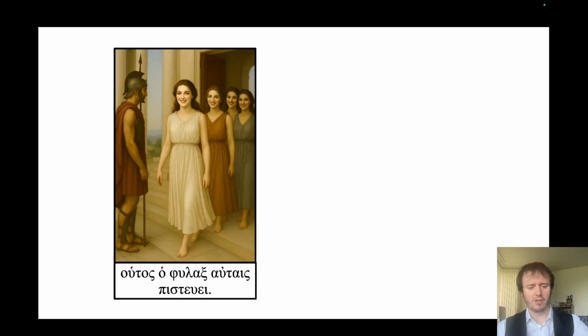And here is an illustration of that sentence. Houtos ho phulax autais pisteuei. This guard, this geezer right here, is trusting these ladies. They look quite innocuous, so he's letting them enter. Do we trust them? Do we think that they're there to assassinate someone, or are they good people? We're not sure. You know, those smiles might be deceptive, but I understand why the guard trusts them, you know.